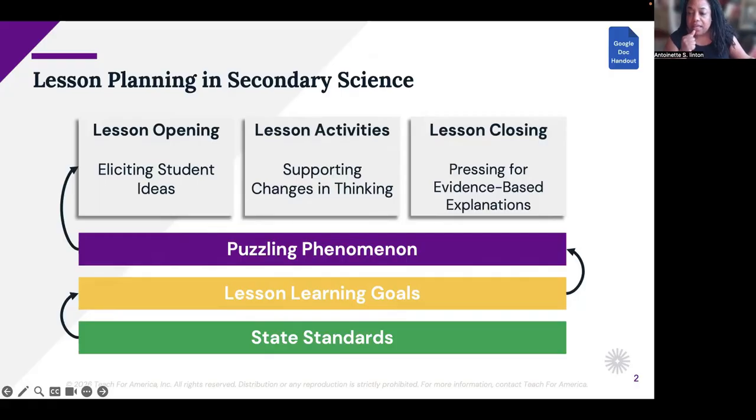So let's zoom in specifically on a puzzling phenomenon and get into the actual nuts and bolts of what that looks like in real time.